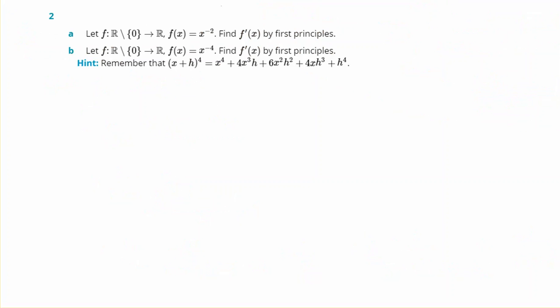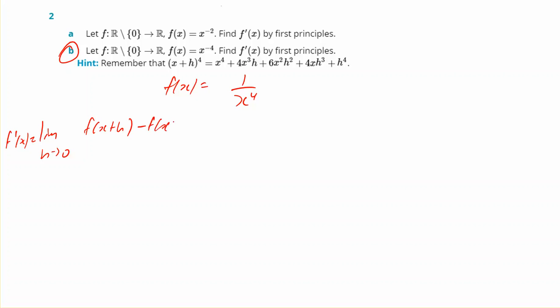All right, 2B, we want to find the derivative by first principles. Now I can rewrite f(x) as 1 over x to the 4. Okay, and that's fine. So I think that's what the stumbling block was. So you go through the same process: f'(x) equals the limit as h approaches 0 of f(x+h) minus f(x), divided by h. Whenever you say first principles, that's what you need to do.